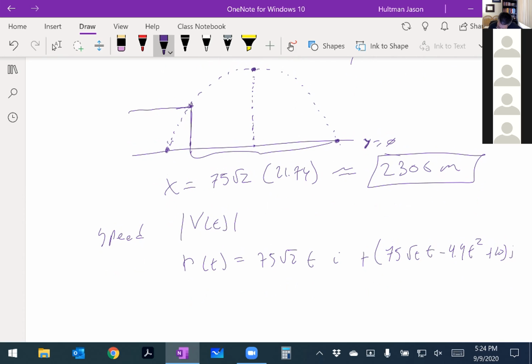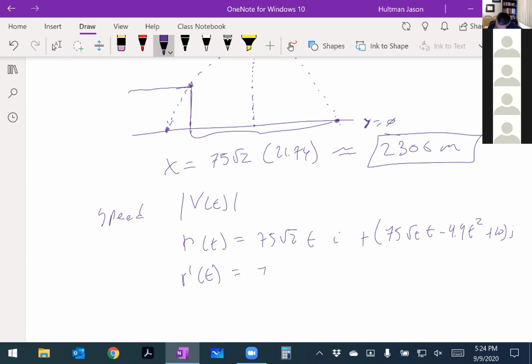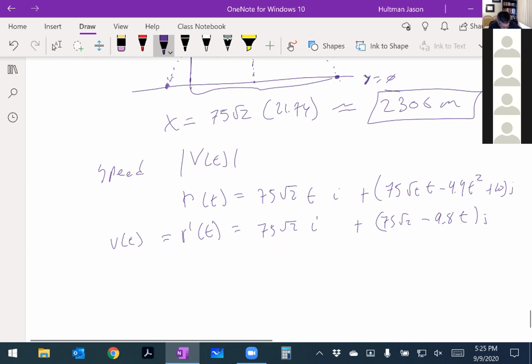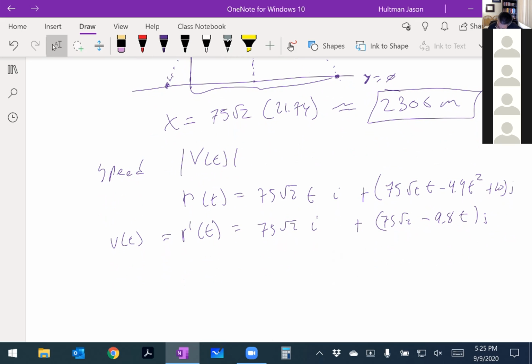So that was r of t. What's the derivative here? What's r prime of t? The derivative is going to be 75 radical 2 i plus 75 radical 2 minus 9.8 t j. So that equals v of t. And so we want the speed when this thing hits the ground. So let's work on the speed first.